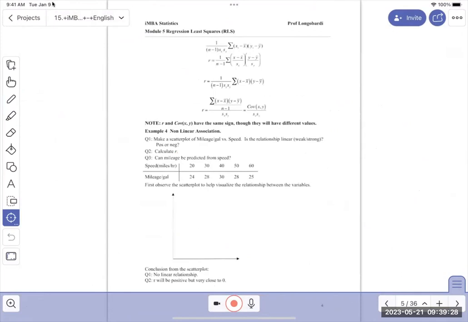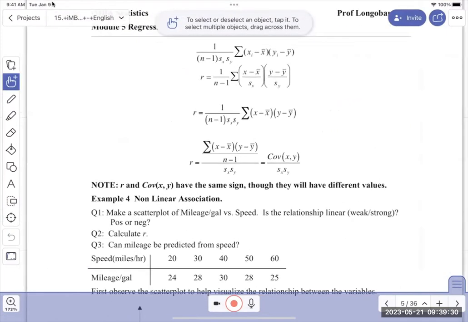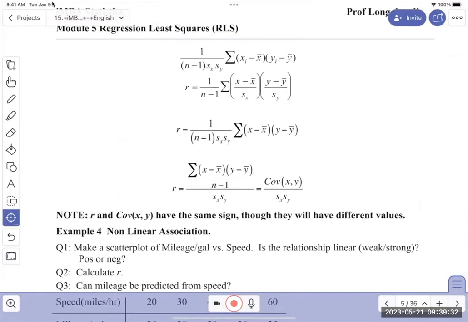But in fact, algebraically, I can rewrite this by removing these standard deviations and moving them to the left side. Then I rearrange, putting the sum of the products of deviations from the mean over n minus 1. So all of this manipulation I can do algebraically. And then I recognize, well, what is this?